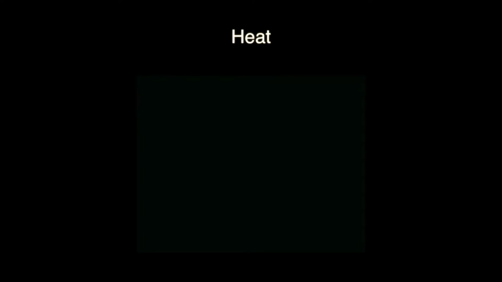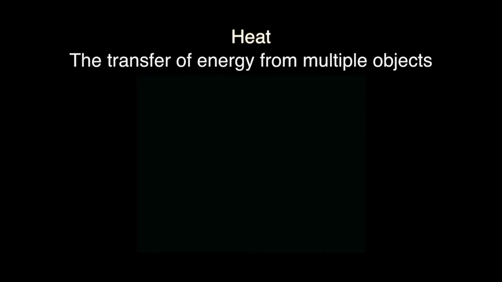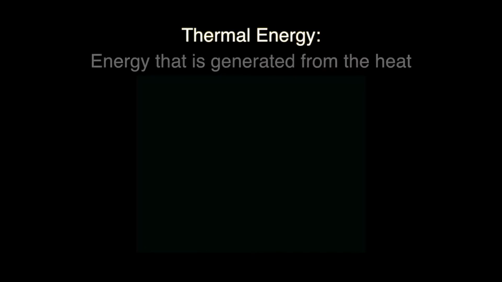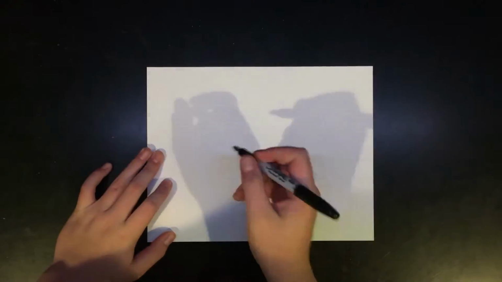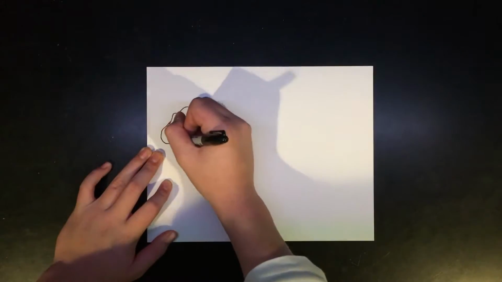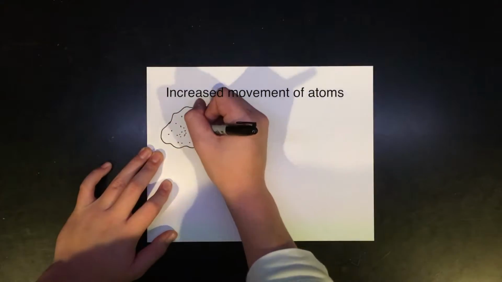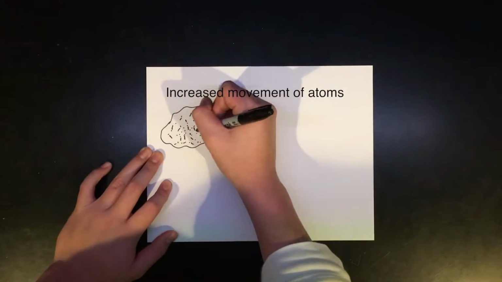Heat itself is the transfer of energy from multiple objects. Thermal energy is the energy that is generated from the heat. On the microscale, it is the movement of atoms in the substances. The increase of movement in these particles increases the amount of energy that is given off of that object.